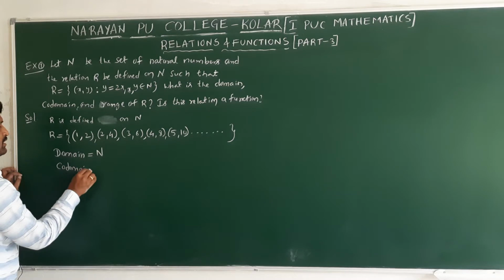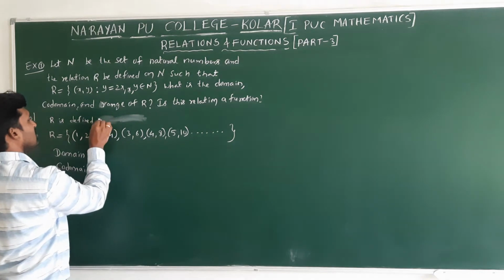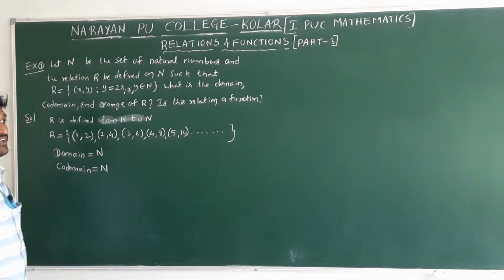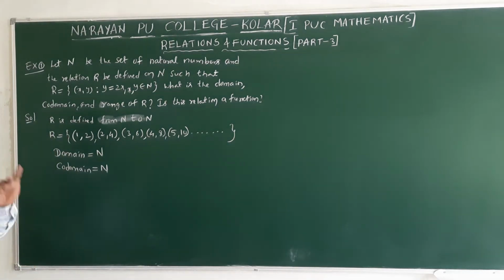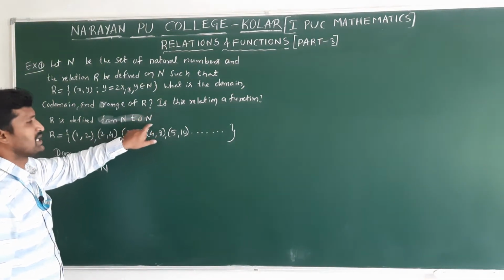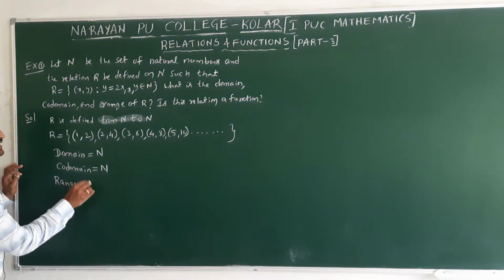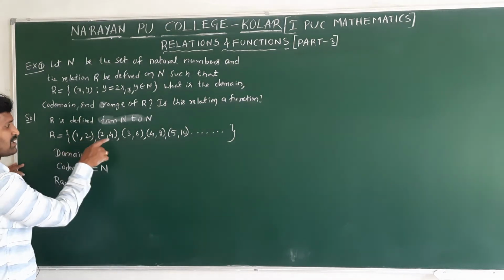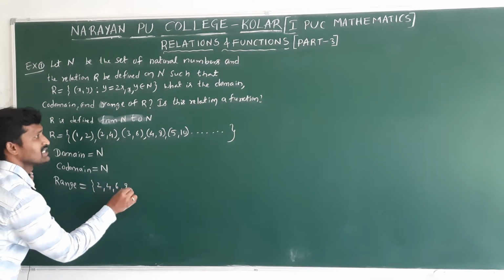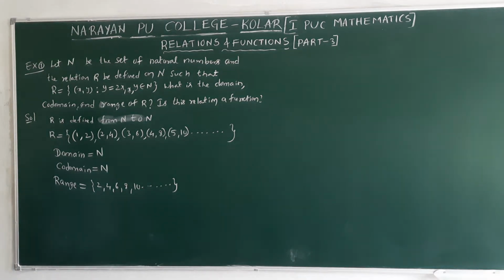Codomain. Codomain also, which one? Natural numbers, because defined on N means defined from N to N only. Already I said a relation can be defined on a single set also, that means A to A, N to N. So already I said in a relation, the second set, whatever that is, completely is called the codomain. Coming to range. Range means the set of images, or the set of second elements in an ordered pair. The set of second elements are 2, 4, 6, 8, 10 and so on. Positive even numbers. This is the range.